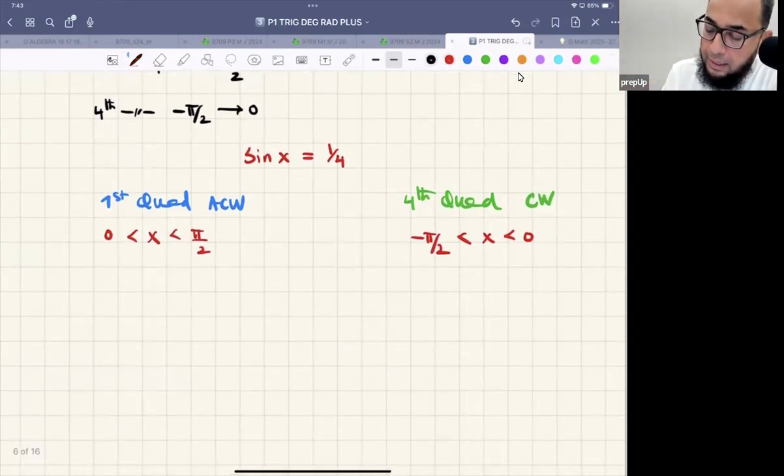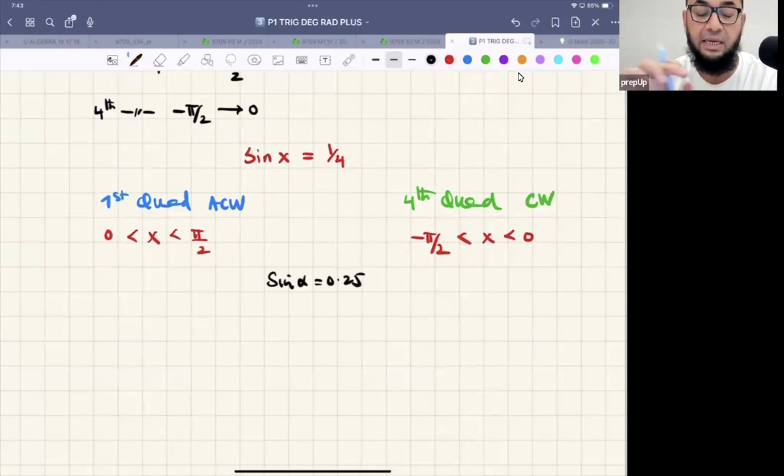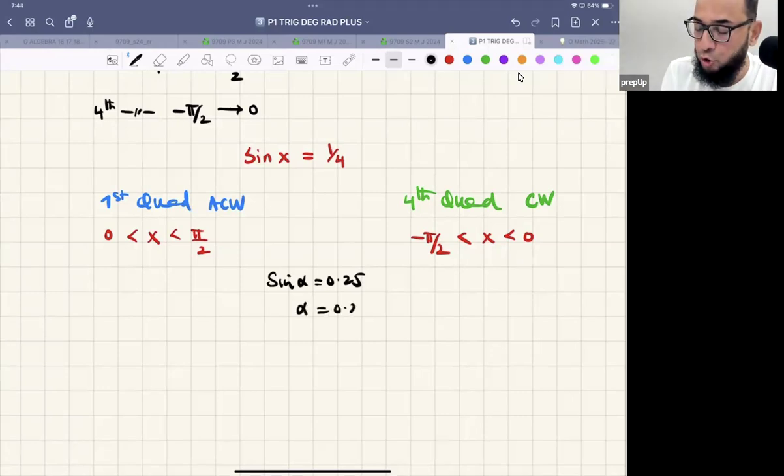Basic angle, let alpha be the basic angle. Sine of alpha is 0.25. I'm grabbing my calculator. Why don't you go ahead and get your calculator? So first of all, is it in the radian mode? Where is the radian mode? Over here. Okay, I got the radian mode. And then 0.25 and then shift and then sine. So this comes out to be 0.2526. Alpha comes out to be 0.2526 radians.